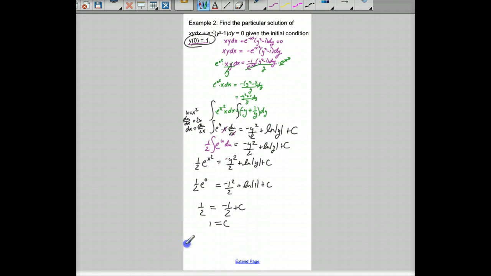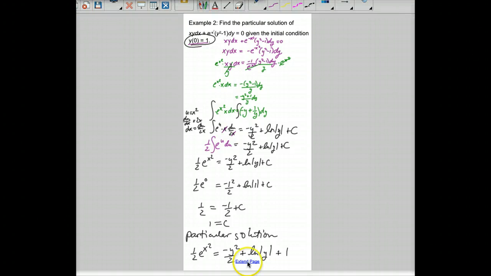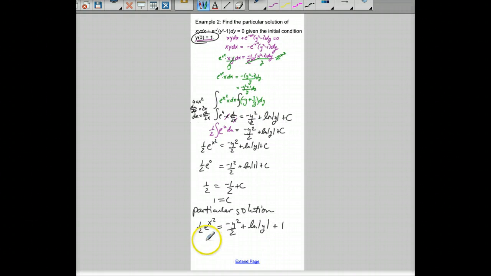So then our particular solution is 1/2 e to the x squared equals negative y squared over 2 plus natural log of the absolute value of y plus 1. You could leave it like that because you can't really solve for y in this one, or you could put everything on one side. It depends how the book wants you to do it. Or it depends on how the multiple choice answers might look.